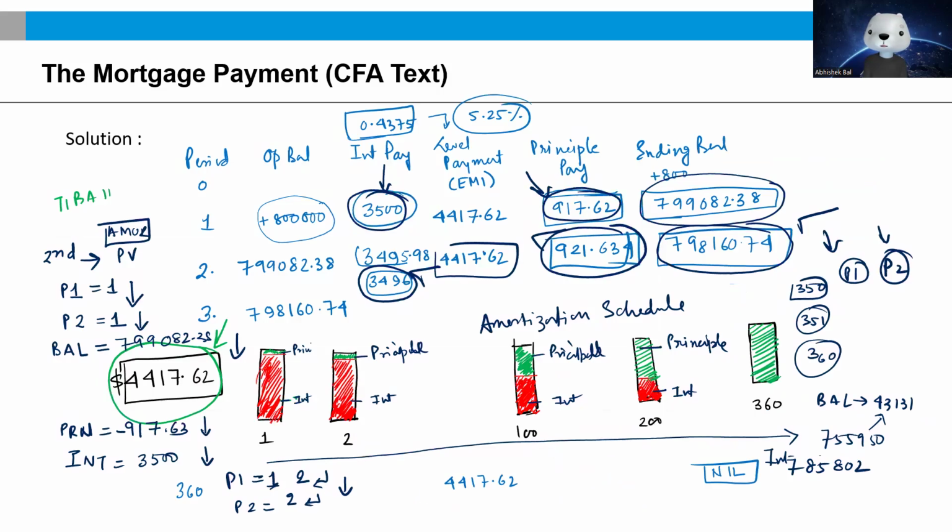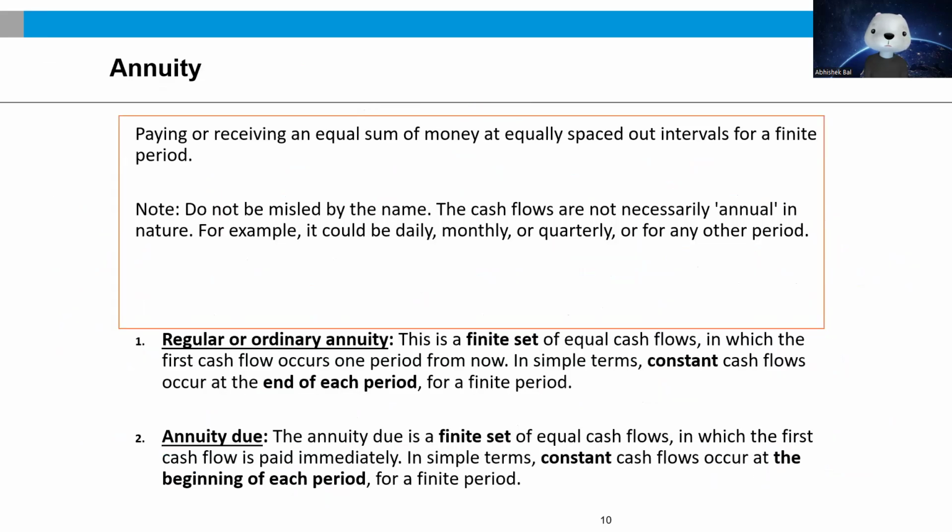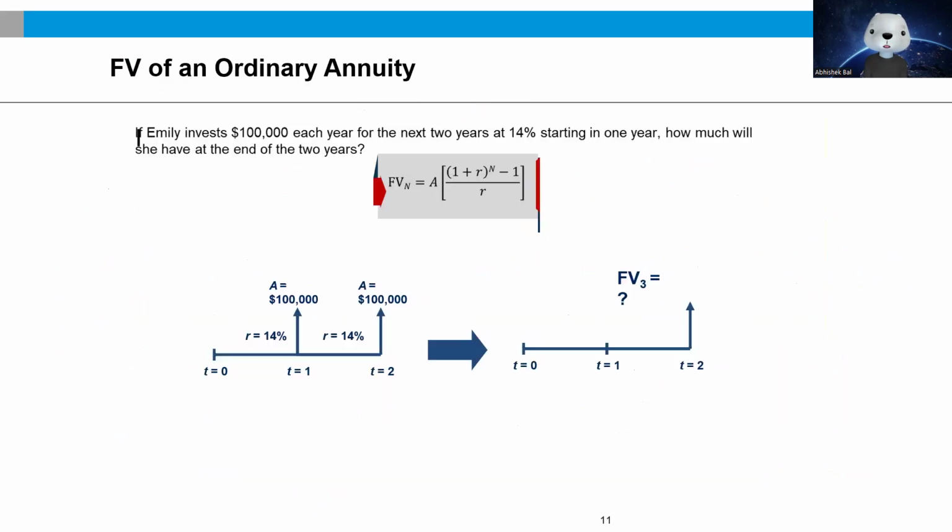You could play around with as many months as you want. Just ensure to key in the right values of P1s and P2s, and the rest of the work, the calculator will do for itself. All right. So from here, now let's move to something known as the annuity.